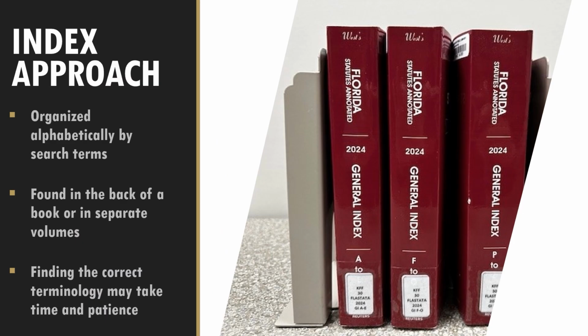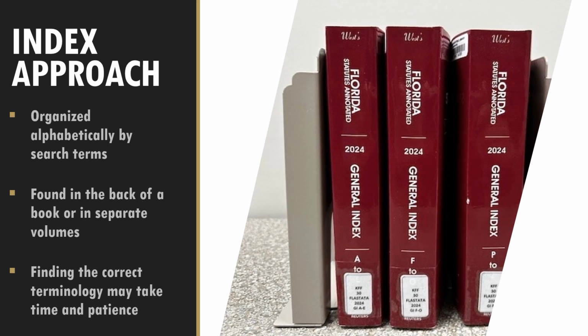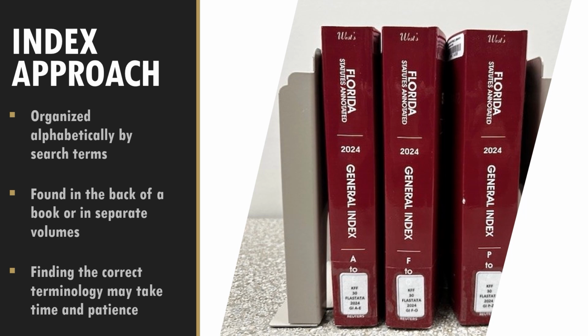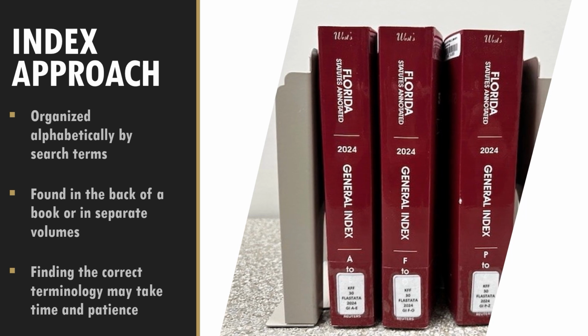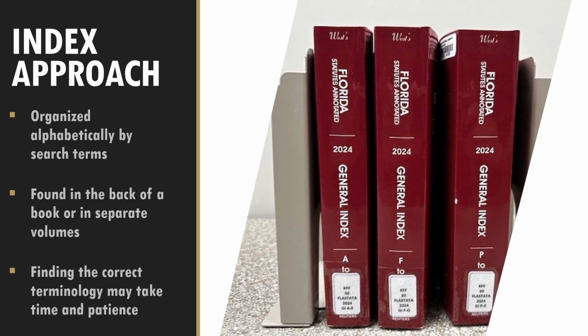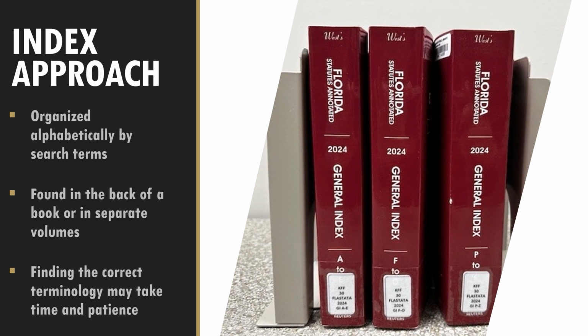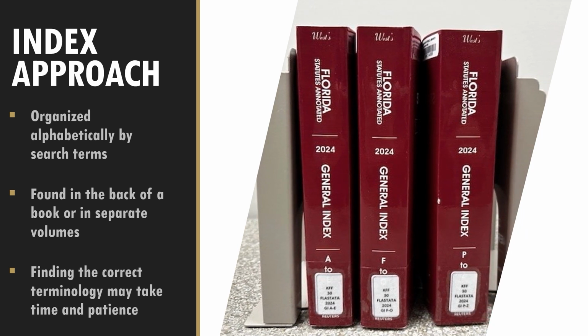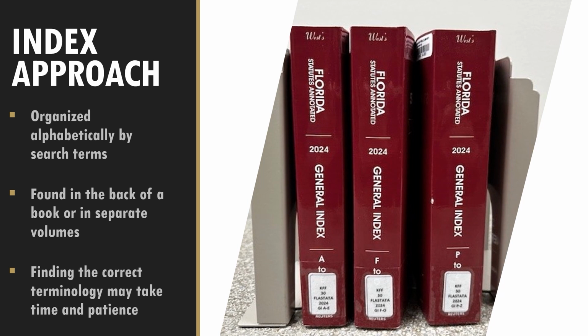The second way to conduct research is using the index approach. Indexes are organized alphabetically by search terms. They are usually found in the back of a book or as a separate volume. You think of words that apply to your situation and then look them up in the index. The index will give you a page number, sometimes also a volume number, so you can find the information.